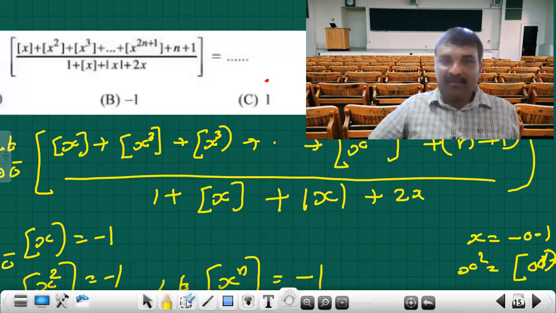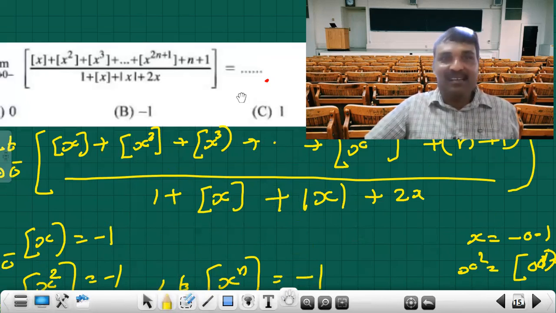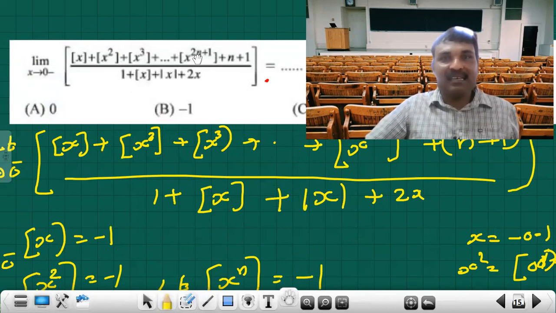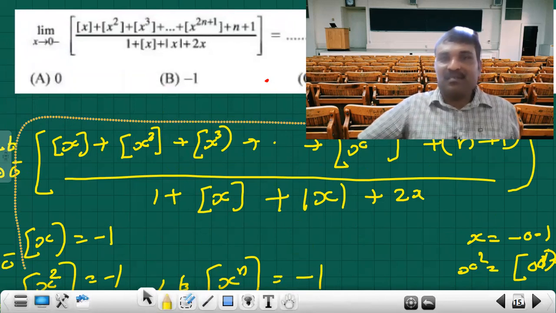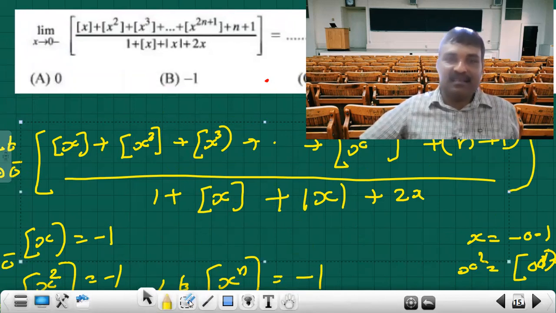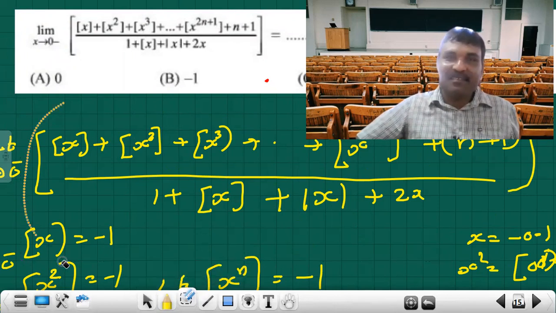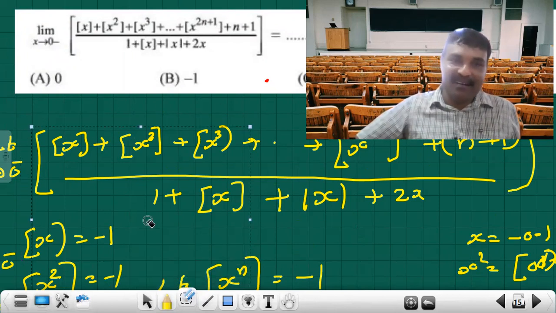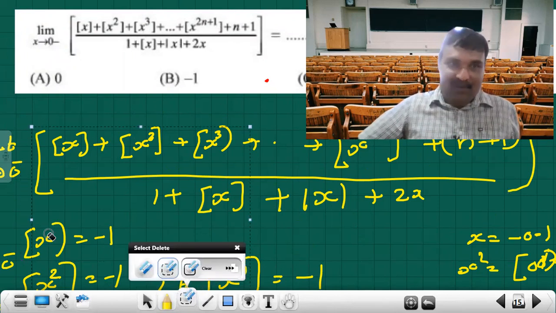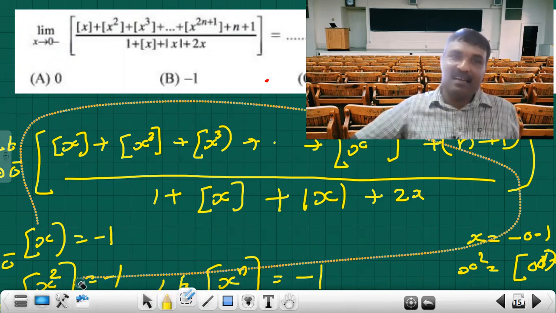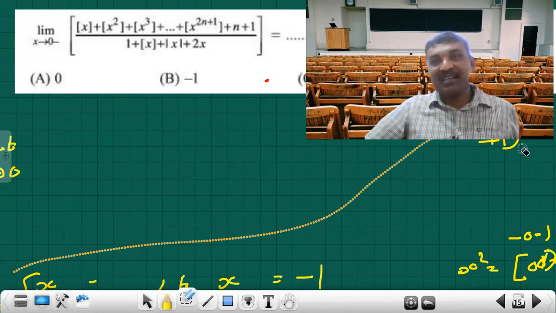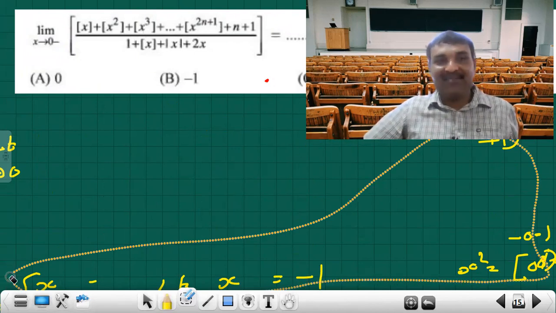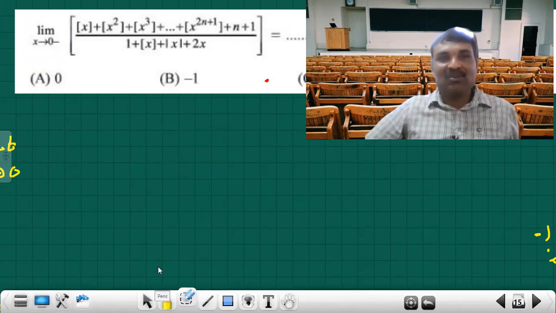There's one problem where this is x raised to n plus 1, but this is not that problem. In this problem, it is written as 2 raised to n plus 1. Okay, so we can evaluate. For that other problem it is x raised to n plus 1, but for this problem it is 2 raised to n plus 1 itself.